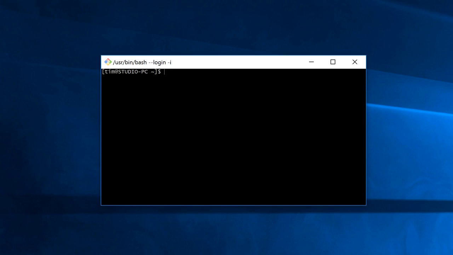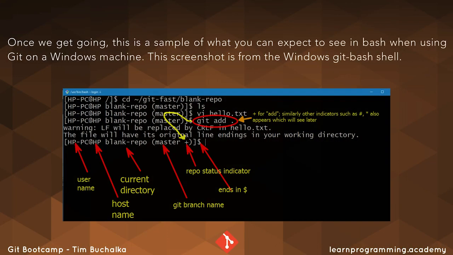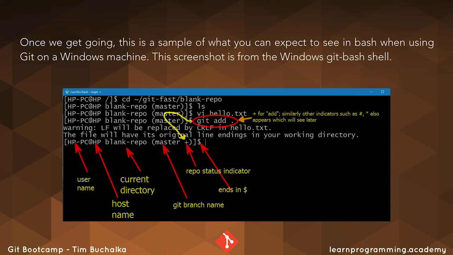But what I will do now is swing over to a slide to give you an idea of what to expect when we start using Git in a future video. So once we get going in the course, this is a sample of what you can expect to see in Bash when using Git on a Windows machine. And this screenshot is actually from the Windows Git Bash shell. So you can see there's various things like the current directory, the Git branch name, repository status indicator, those types of things. But I'll be explaining this and going through this in detail when we get to the relevant video.